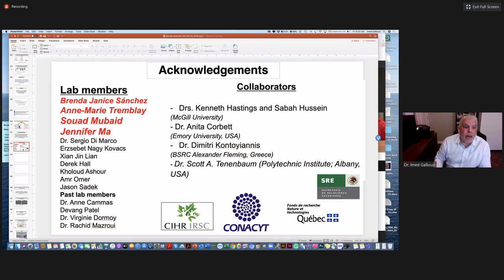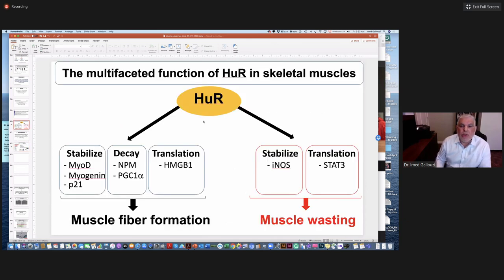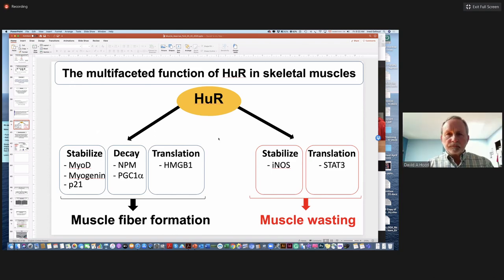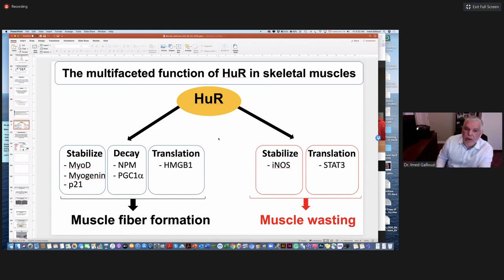No. That's why it is now well established that HuR does all of these functions. And what is interesting, David, is in our story, when we show HuR promotes the translation of STAT3, we did a RIP-chip analysis, and we found that under cachectic conditions, or conditions where muscle will undergo wasting, HuR completely loses the ability to associate with these factors and others, and becomes able to associate with messages like STAT3 and iNOS and promote their expression and promote wasting. So it's like HuR is Jekyll and Hyde. It has the two functions.